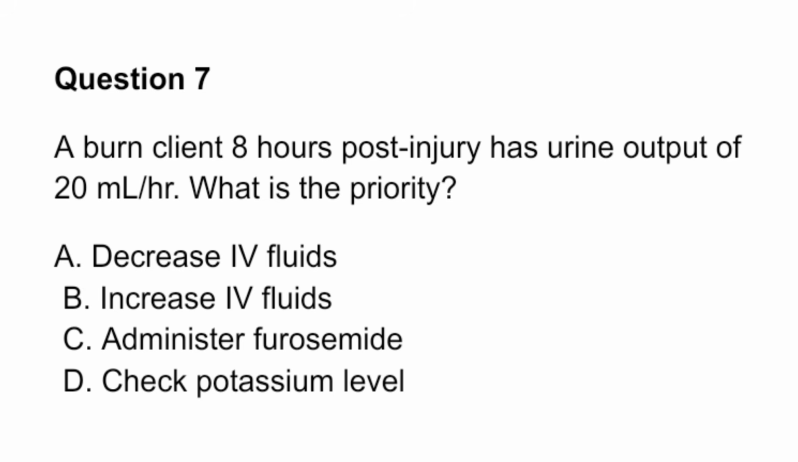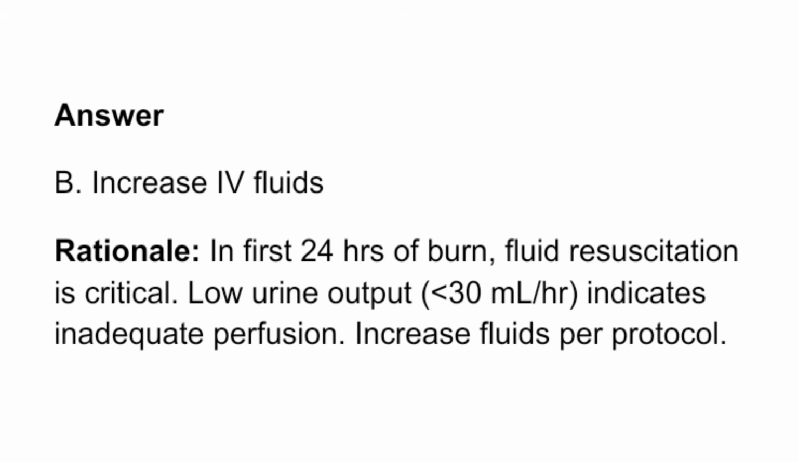Question 7. A burn client 8 hours post-injury has urine output of 20 milliliters per hour. What is the priority? A. Decrease IV fluids. B. Increase IV fluids. C. Administer furosemide. D. Check potassium level. The answer is B. Increase IV fluids.